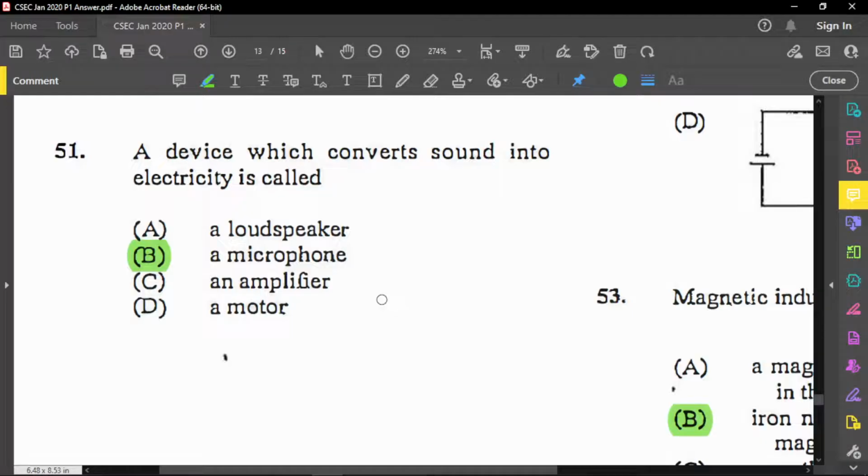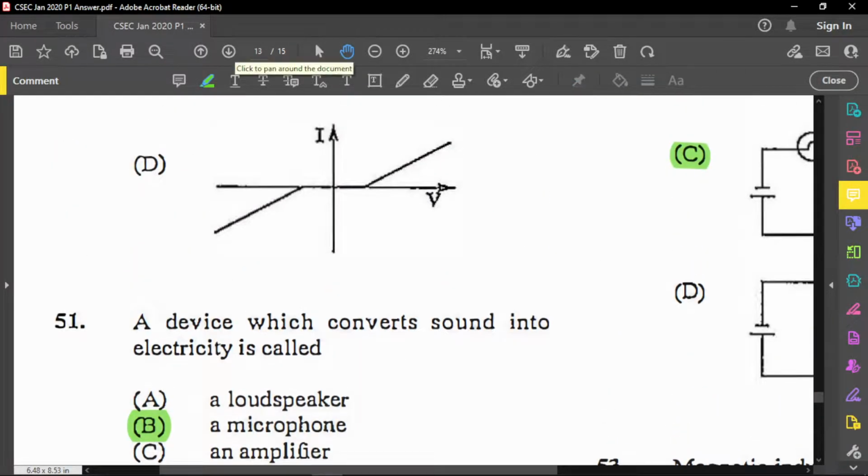All right, a speaker is the opposite way. A speaker now will take the electricity and convert it into sound. So it's opposite to a microphone. All right, the amplifier only amplifies the sound through the electrical signals, right? All right, and so D is totally out. All right, so let's go to the next question, which is 52.